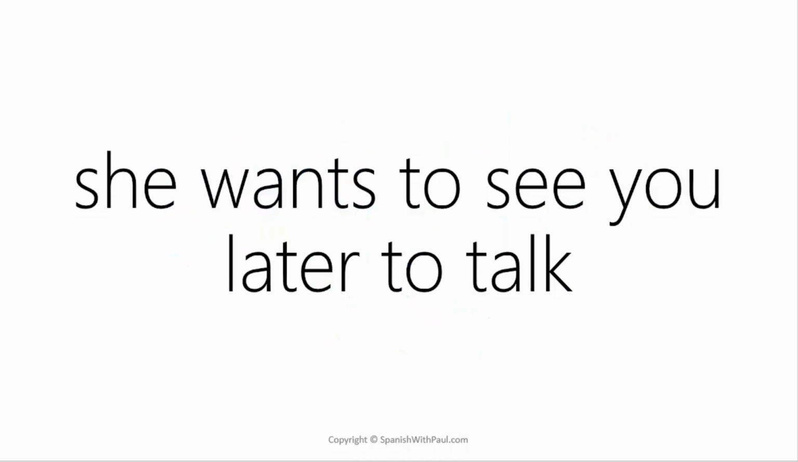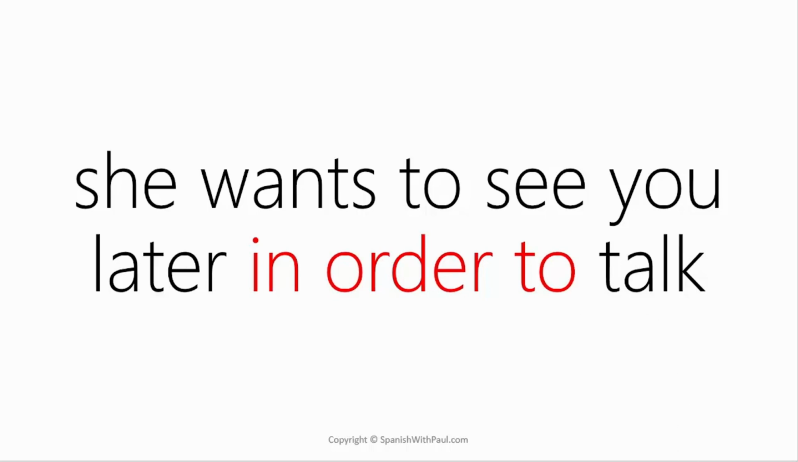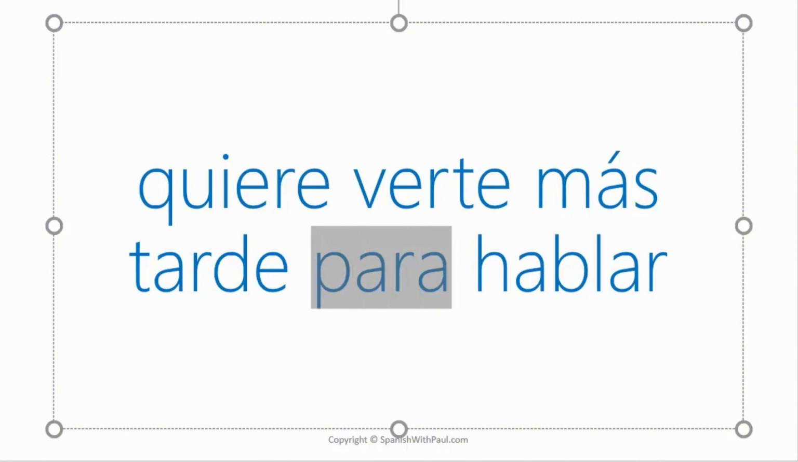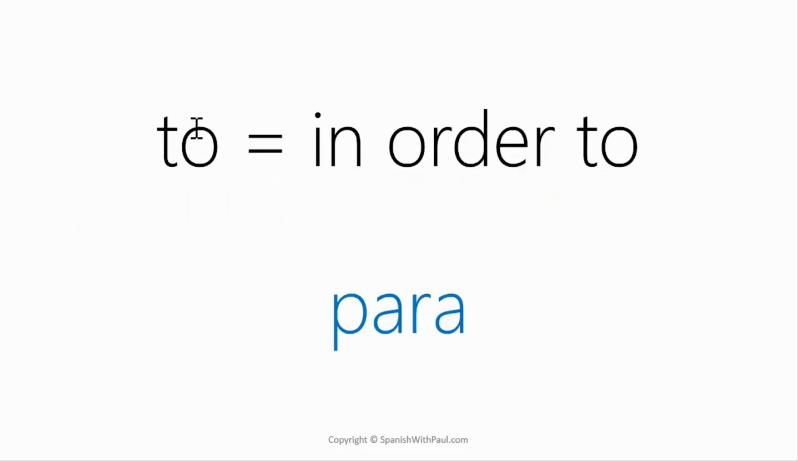Let's do one more. So we have, she wants to see you later to talk. So first of all, which "to" in this sentence is implying "in order to"? Well, it's the second one, this one here, because you could also say, she wants to see you later in order to talk. How would you translate that? Quiere verte más tarde para hablar. You'll find this use of para popping up again and again in Spanish. It's very, very common. So to summarize, whenever you have "to" with a verb and you could replace it with "in order to," that's a signal that you're going to throw in the word para in your Spanish translation.